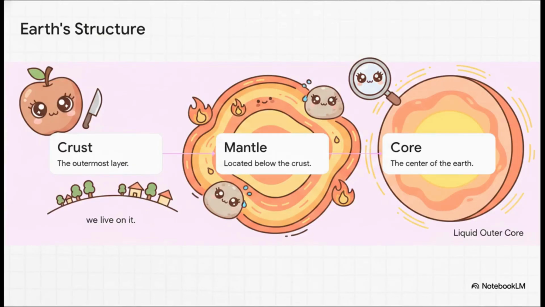If we were to slice the Earth wide open, kind of like an apple, we'd see its internal structure is basically 3 main layers. Step 1 is the crust. That's the thin, brittle outer shell we live on. Step 2 is the mantle, which is a much thicker layer of hot, solid rock right underneath. And step 3 is the core, way down deep at the center, which is actually split into a liquid outer core and a solid inner core.